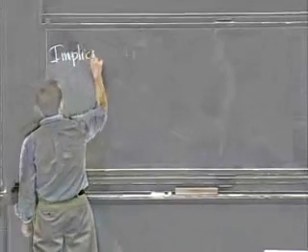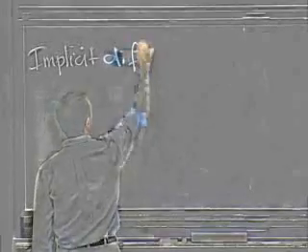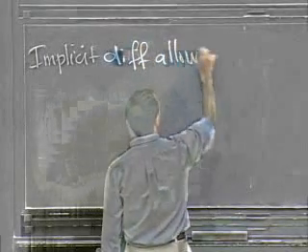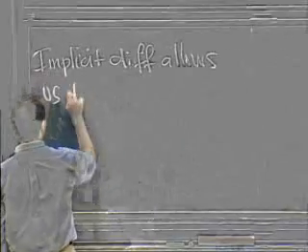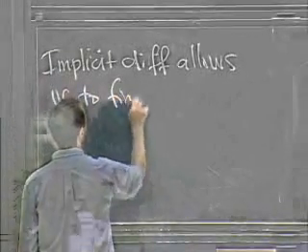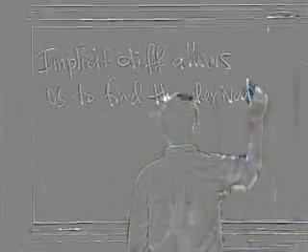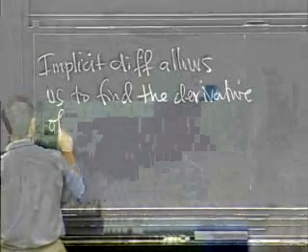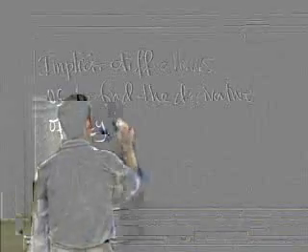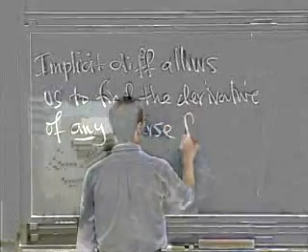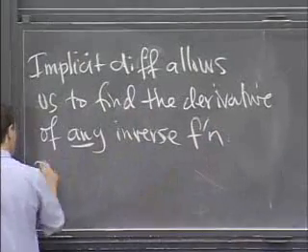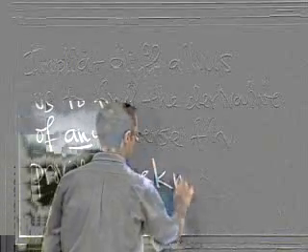So implicit differentiation allows us to find the derivative of any inverse function, provided we know the derivative of the function.